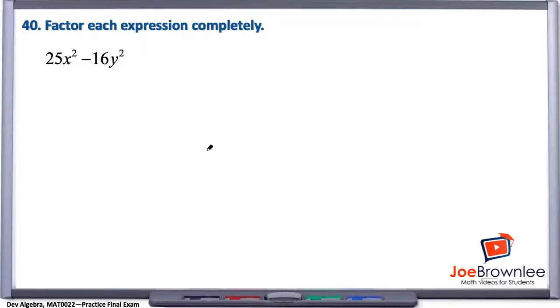Number 40, we're told to factor the expression completely, and we've been given 25x squared minus 16y squared. Now remember, when you are factoring, you always have to ask yourself two questions. The first question is, is there a GCF? So if we look at this expression, is there something that we can pull out of both of these terms? And in this case, there's not.